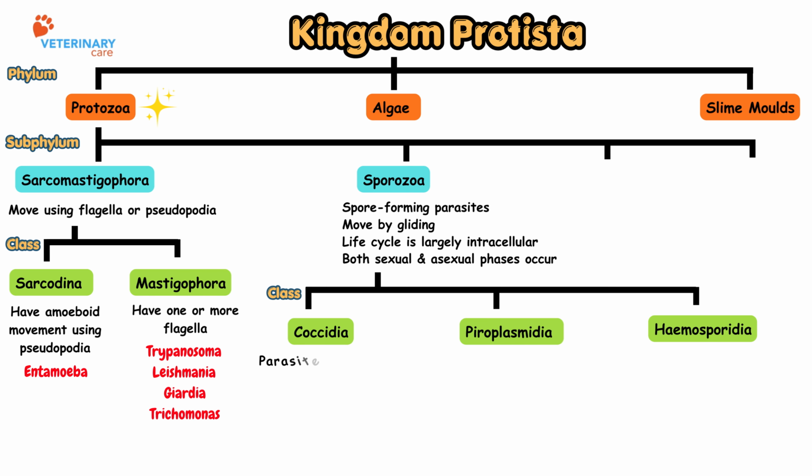Coccidia includes parasites of epithelial cells. Both asexual and sexual reproduction occur in their life cycle. For example, Eimeria, Isospora, Toxoplasma, and Cryptosporidium.